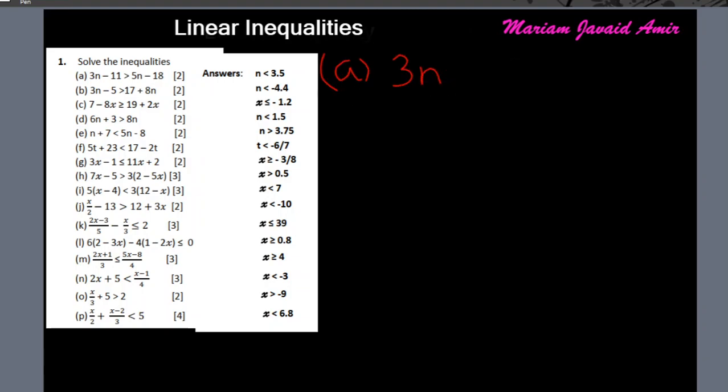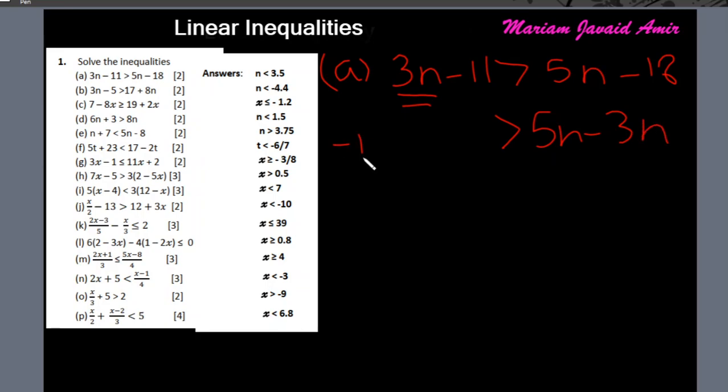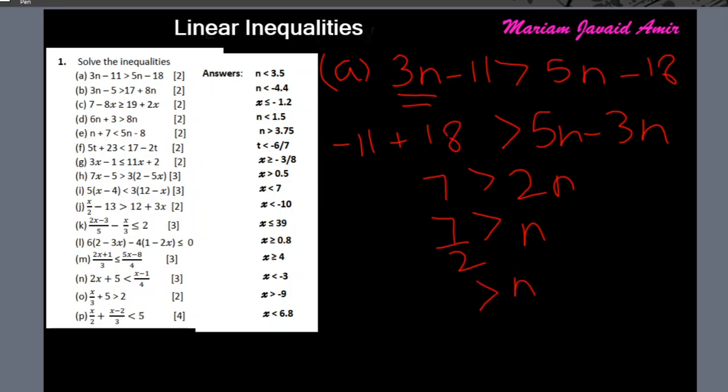We have 3n minus 11 greater than 5n minus 18. Let's take 3n to the other side, so it becomes 5n minus 3n. And then let's take 18 to the other side, which makes this 7 greater than 2n. And then to find n, take 2 to the other side, it gets divided and we get n, this symbol, and 3.5. You may write it like this or you may write it like this. They both mean the same.